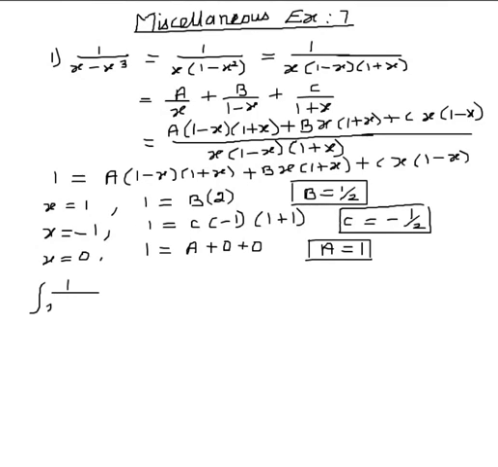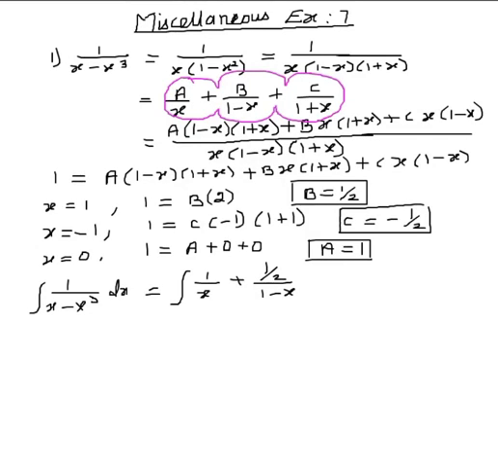Therefore, the given integral 1 divided by x minus x cube dx can be written into partial fractions. We have 3 partial fractions. We will substitute the values of a, b, c. Integral 1 divided by x plus b divided by 1 minus x, and c is minus half here, so c divided by 1 plus x times dx. All three are linear factors. Integration is so easy to do.